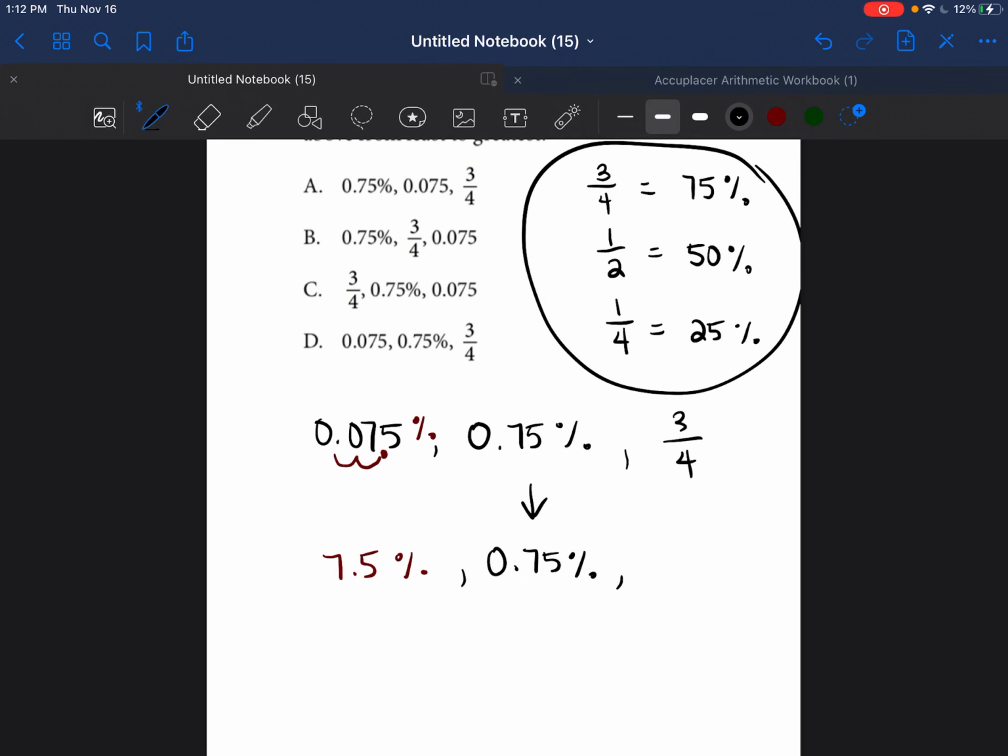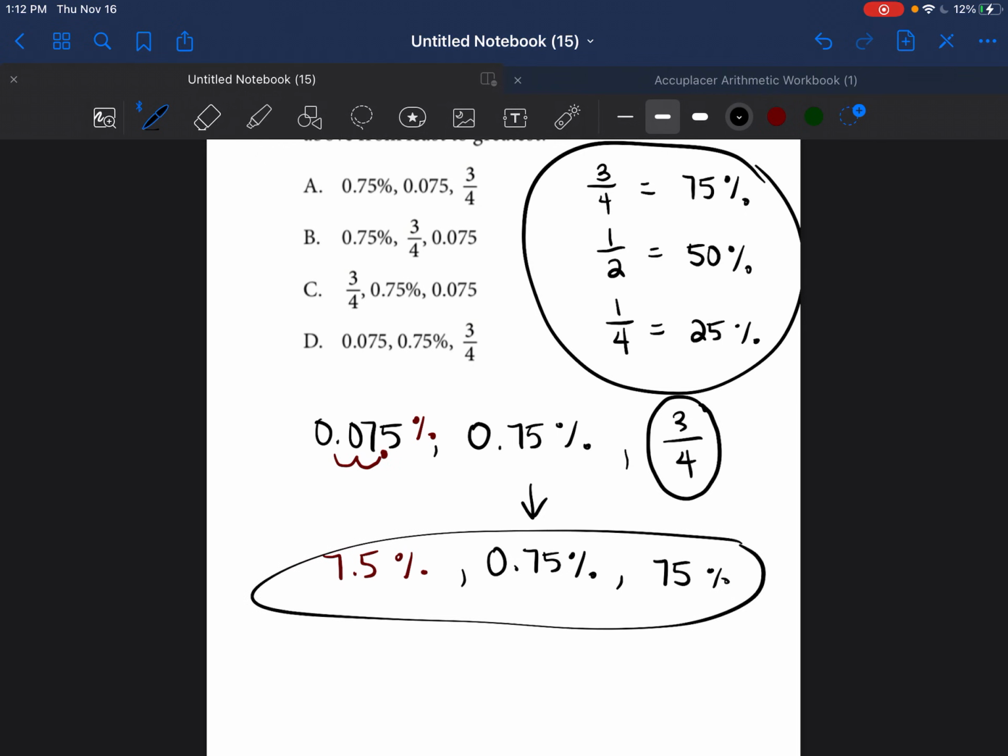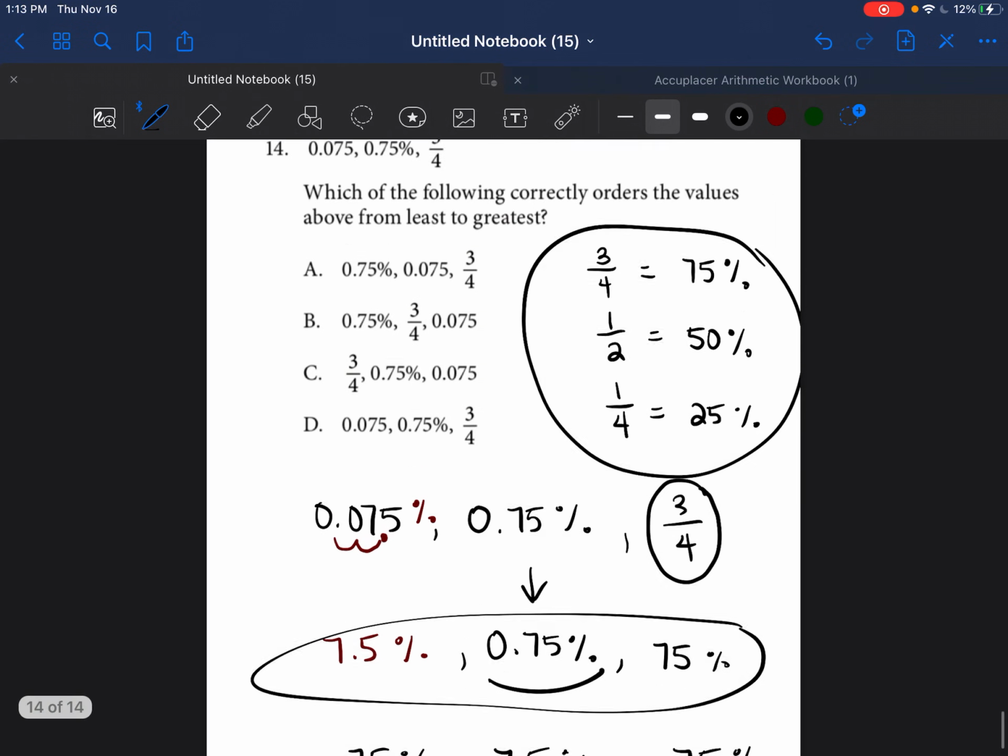So we're going to know, by chance or by heart or by hard memorization, that 3/4 is equal to 75%. And now we have them all as percentages, and we can easily compare them. So we would say 0.75% is the smallest, then 7.5%, then 75%. And that was much easier to compare than decimals.